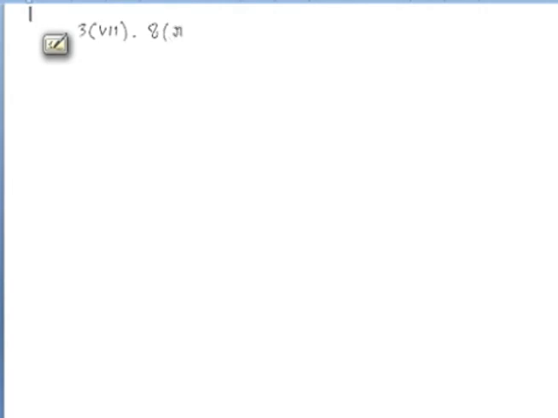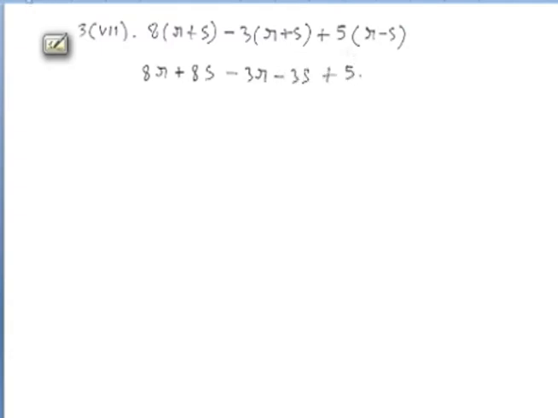8 times r plus s, minus 3 times r plus s, plus 5 times r minus s. Okay, so just open these brackets: 8r plus 8s minus 3r minus 3s plus 5r minus 5s.